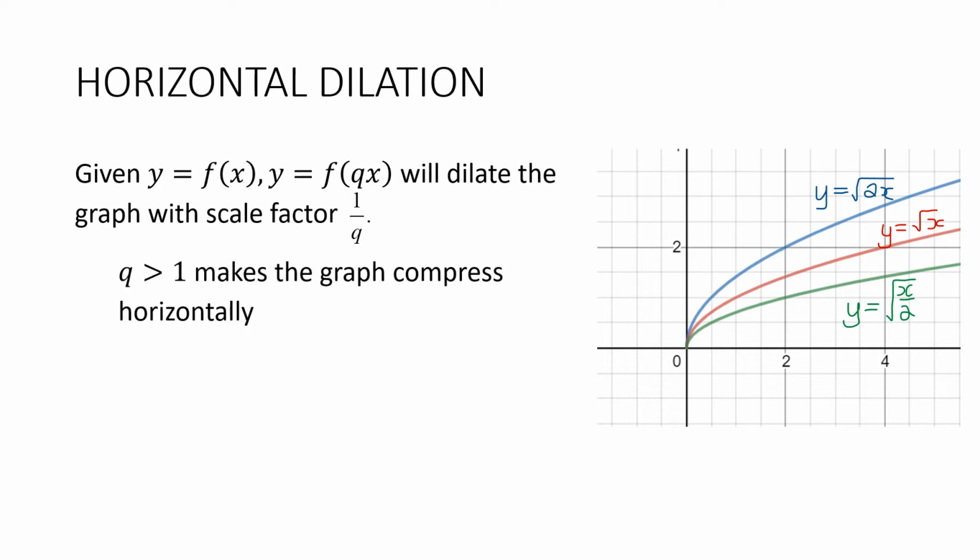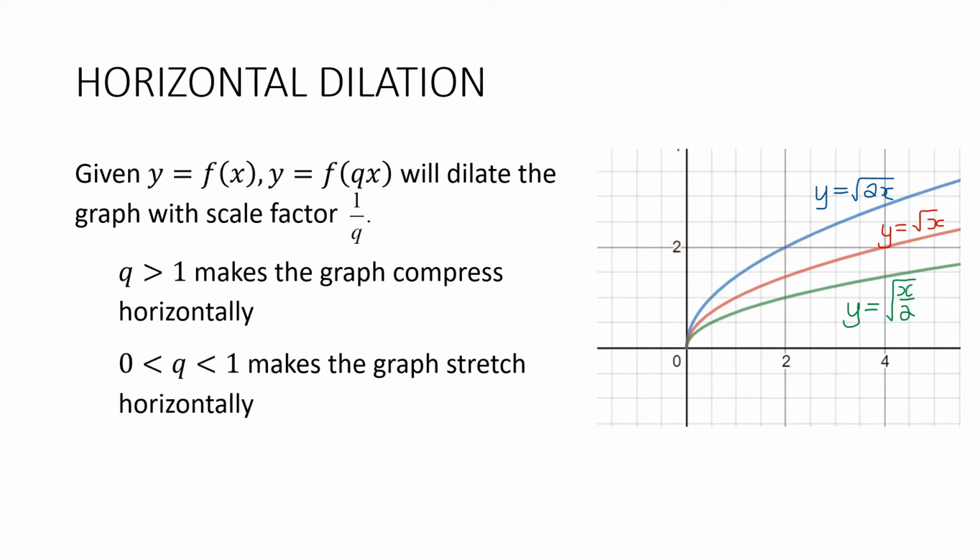But if q is greater than 1, like here, it's going to compress the graph horizontally, so it's going to compress it down in this direction. Whereas if q is in between 0 and 1, it stretches the graph horizontally.